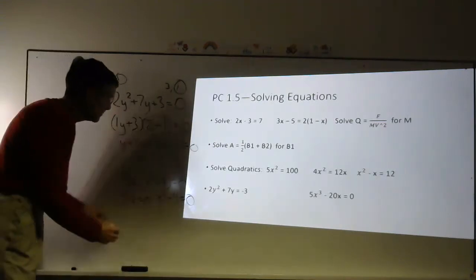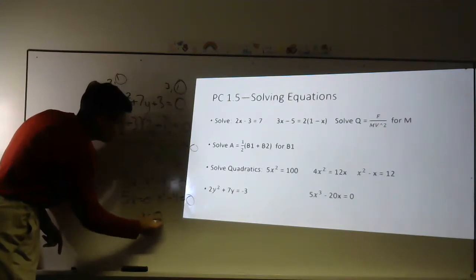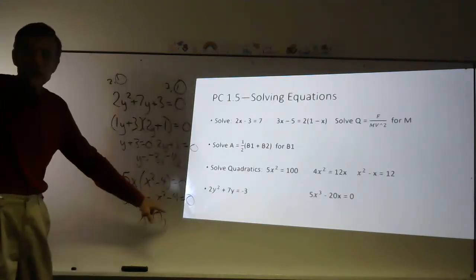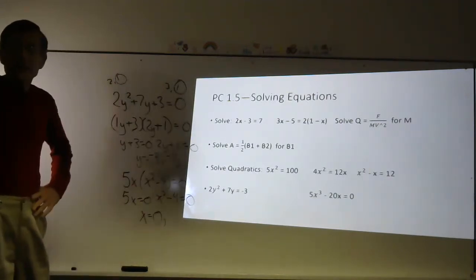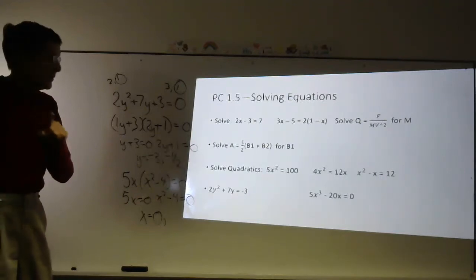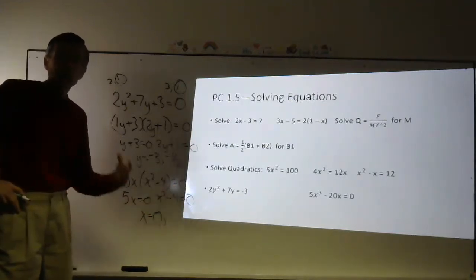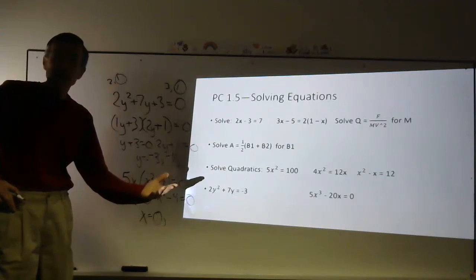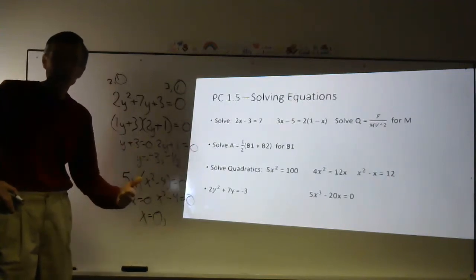Now, so this one, divide by 5. You get 0. Now look over here. There's no x in that. You could use square roots if you wanted to. Add your 4 back over. Something squared is 4. Doesn't it have to be 2 or negative 2?